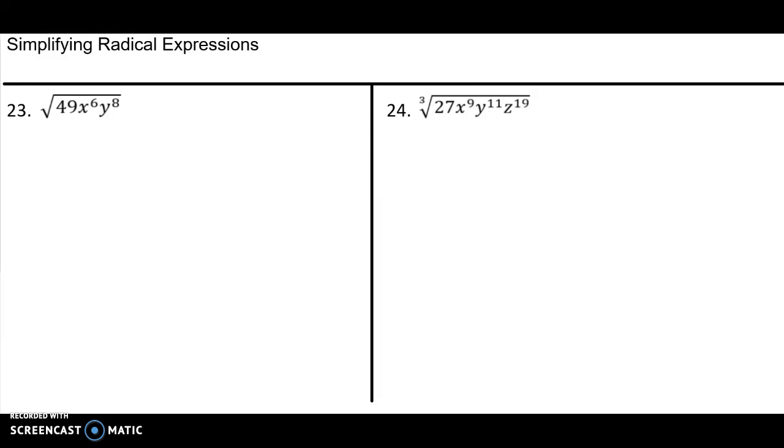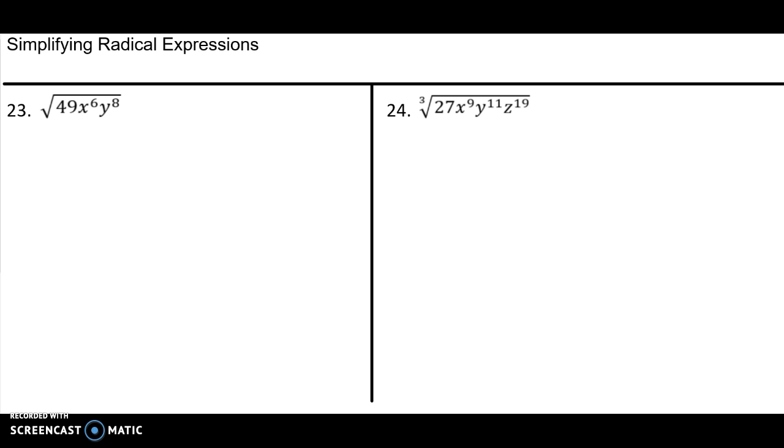This video is going to go over questions 23 through 29 on the exam 2 review sheet. All of these questions ask us to simplify the radical expression. Now this first one says the square root. Whenever we're looking for the square root of a number, we're looking for what number times itself equals the number that they ask about.